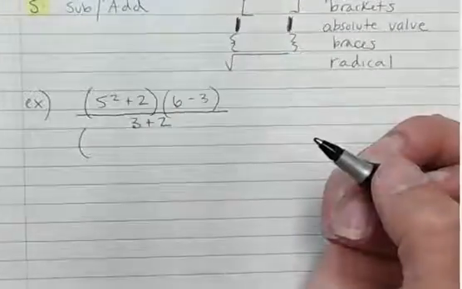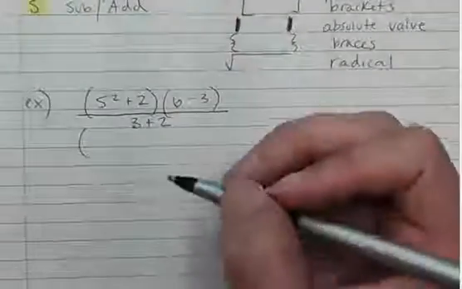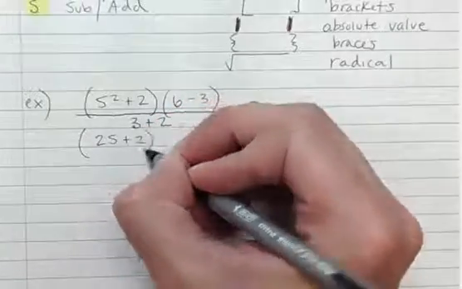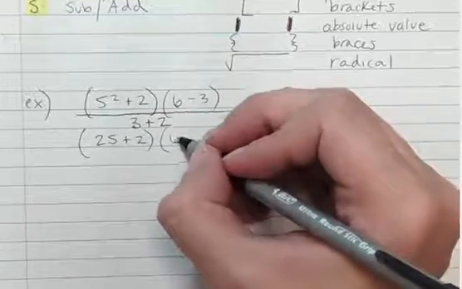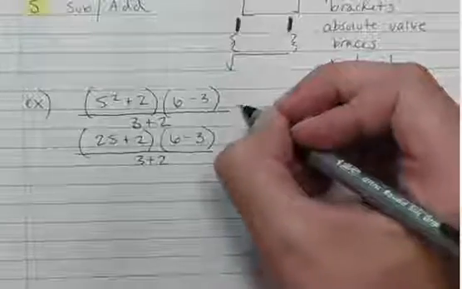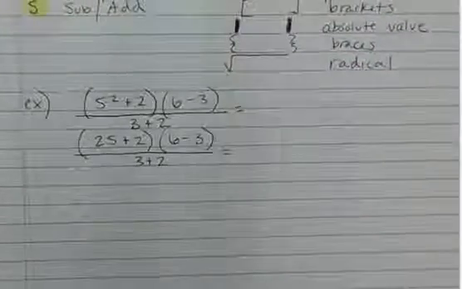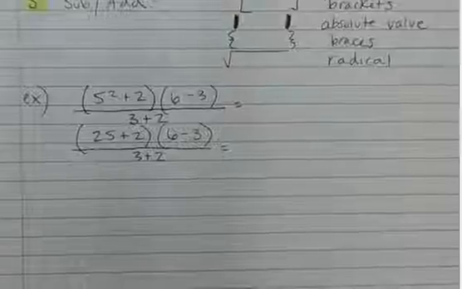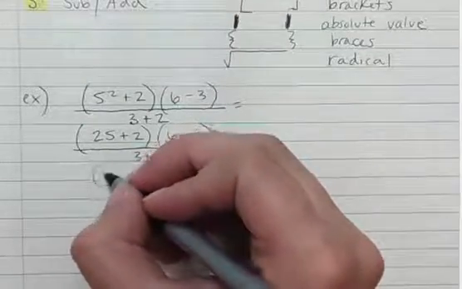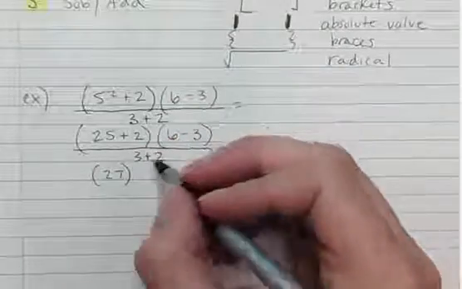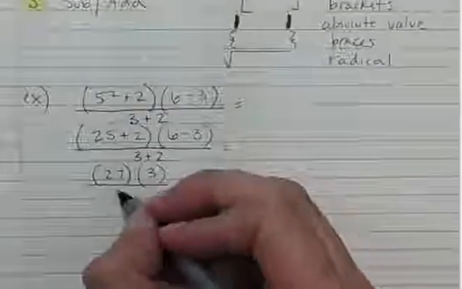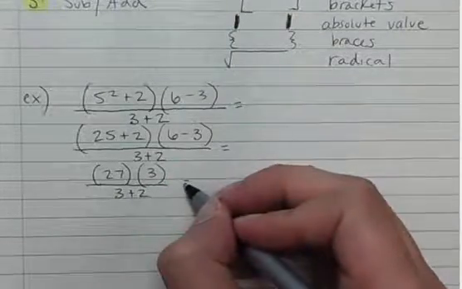So 5 squared is an exponent. Something squared means that number times itself. So 5 squared is 25, plus 2 I'm going to copy down. And then I'm just going to recopy 6 minus 3, all over 3 plus 2. Okay, from here I can still simplify what's in the parentheses. So 25 plus 2 is 27. 6 minus 3 is 3. And it's still all over 3 plus 2.